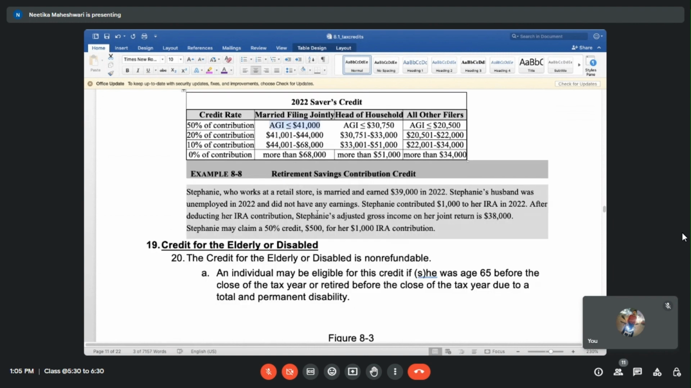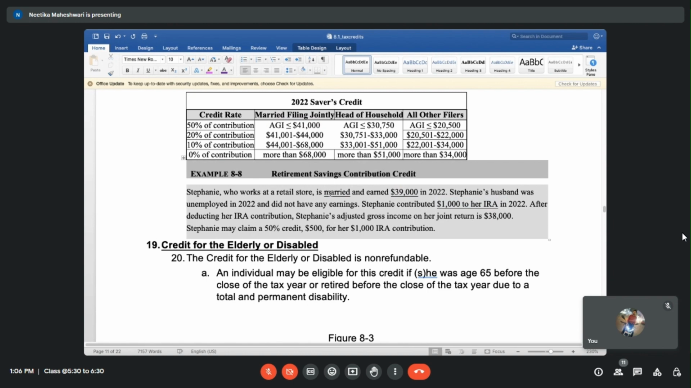Varunji, can you please read? Stephanie's husband was unemployed in 2022 and did not have any earnings. Stephanie contributed $1,000 to her IRA in 2022. After deducting her IRA contribution, Stephanie's adjusted gross income on her joint return is $38,000. Stephanie may claim a 50% credit, that is $500, for her $1,000 IRA contribution.